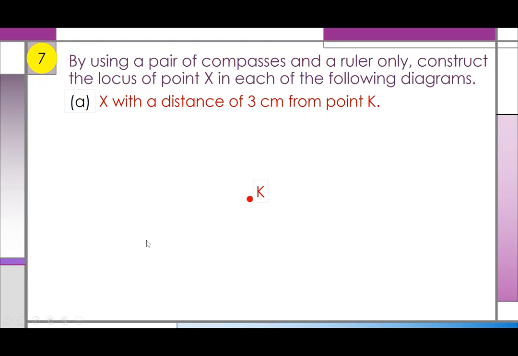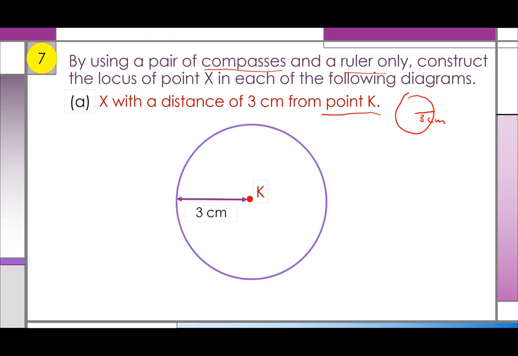Okay, so we go to question 7. Okay, question 7. By using a pair of compasses and ruler only, so you need to use compasses and ruler, construct the locus of point X in each of the following diagrams. X with a distance of 3 cm from point K. So, one point. That means it's a circle and the radius is 3 cm. So measure 3 cm. So use a compasses, you draw a circle.